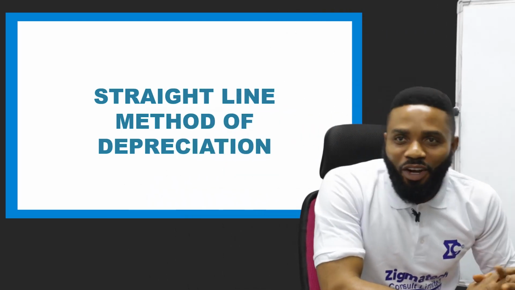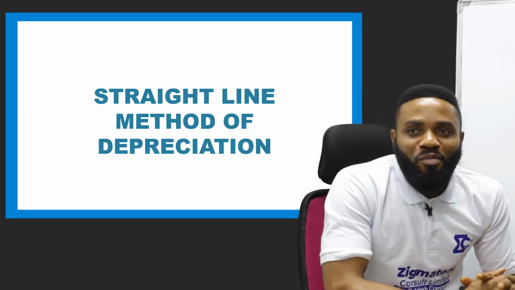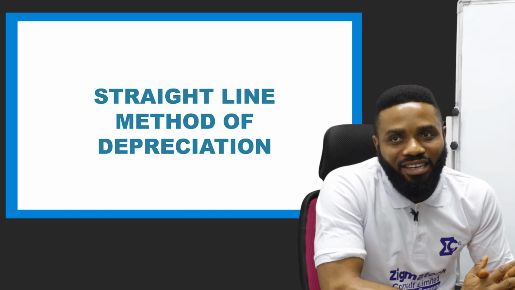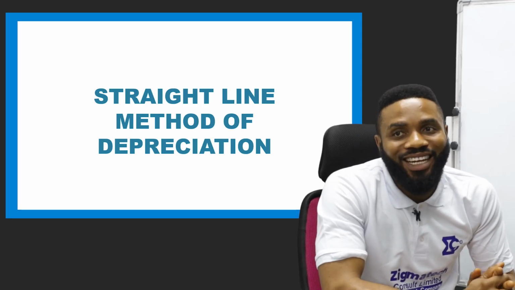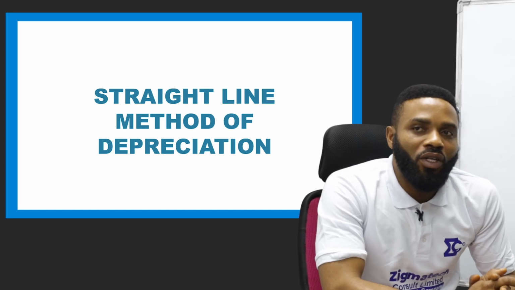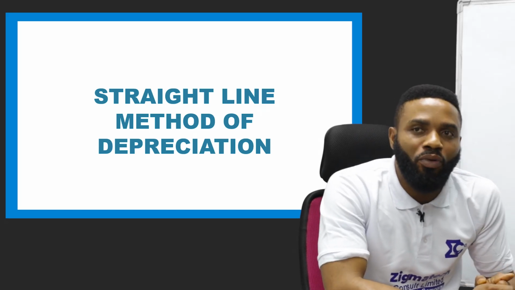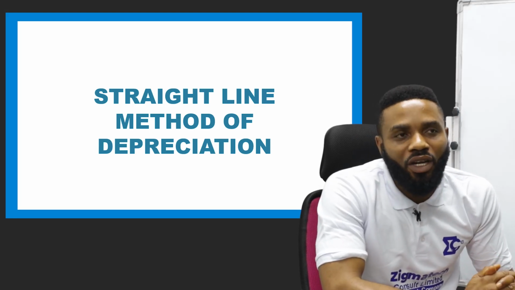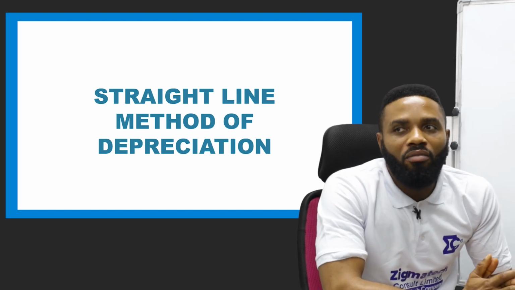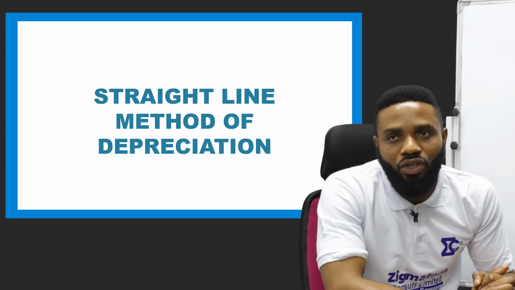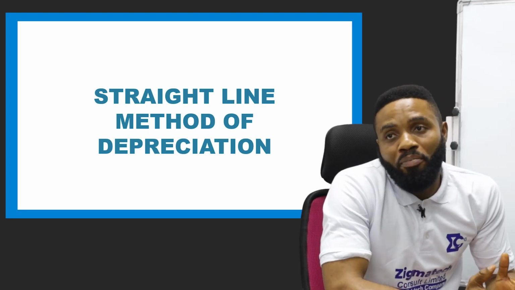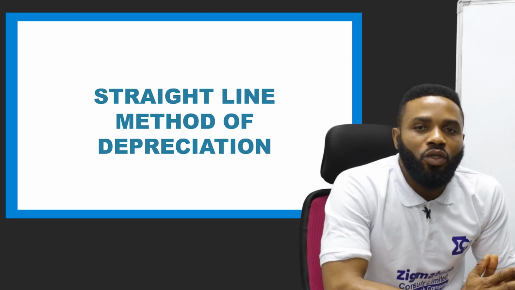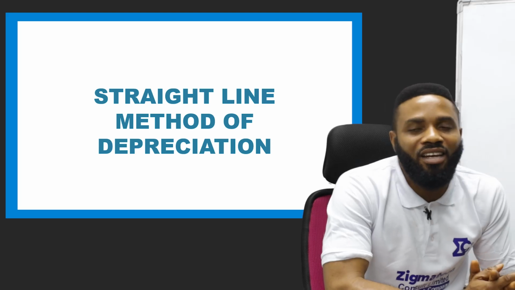In today's lesson, we are going to be looking at one method of preparing or calculating depreciation. It is called the straight line method. Before we make progress, I want to point out that this is not the only method that can be used in calculating depreciation. We have more than 8 different methods, depending on the policy of the companies or businesses involved. But in today's lesson, we want to emphasize the straight line method.